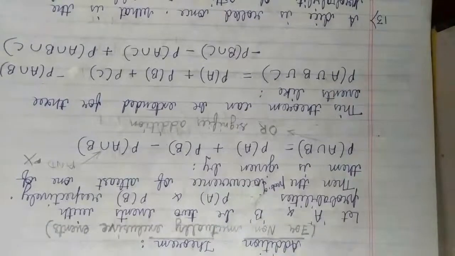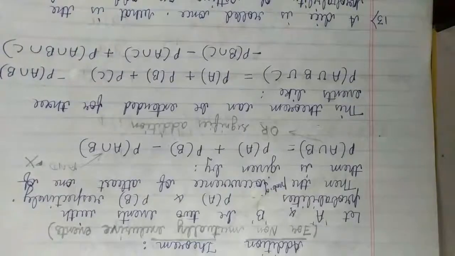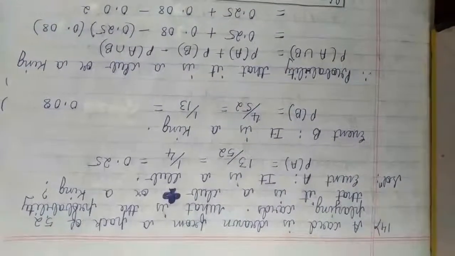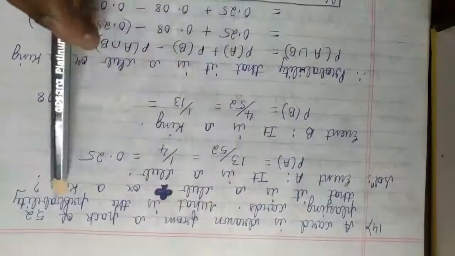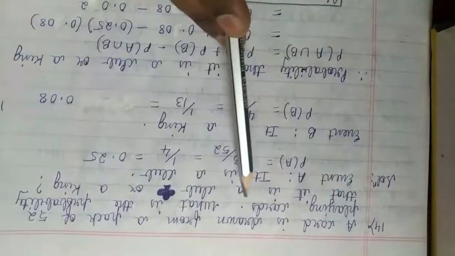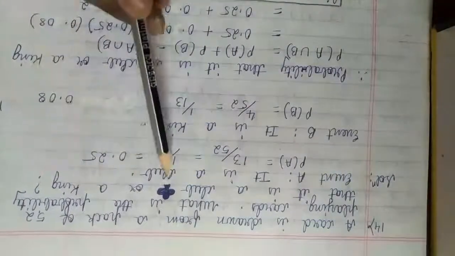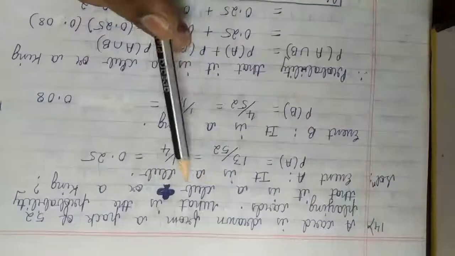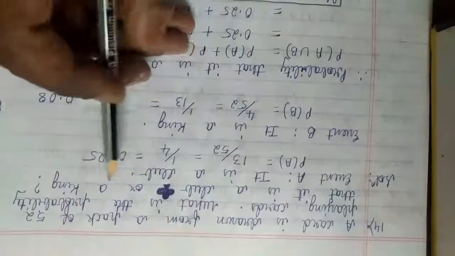So taking the concept forward, we have our next problem, that is problem number 14, we are solving now. A card is drawn from a pack of 52 playing cards. What is the probability that it is a club or a king? See, this sign, I've said that it is clover. It is more popularly known as club also. Okay, club. So what is the probability that it is a club or a king?